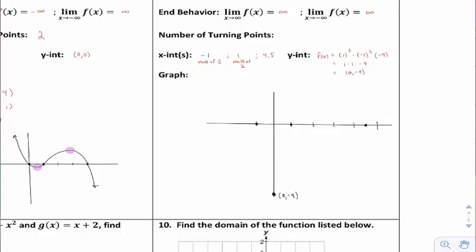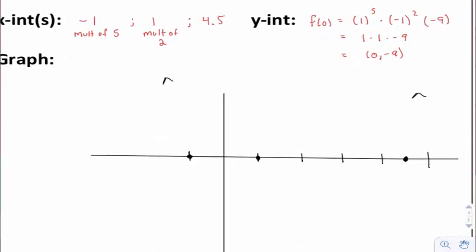And remember, I'm going up and up, so I better end up going up. So pay attention to your multiplicities here. My first one is a multiplicity of 5, so it's going to flatten. So I'm going to get there a little early. I'm going to get flat.